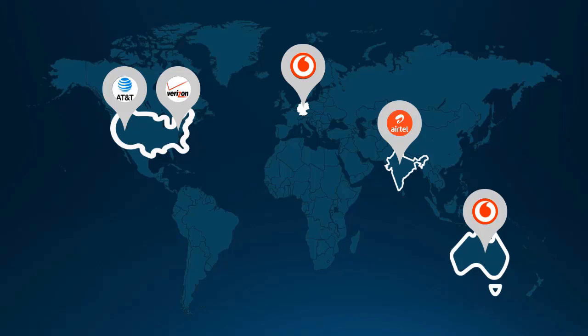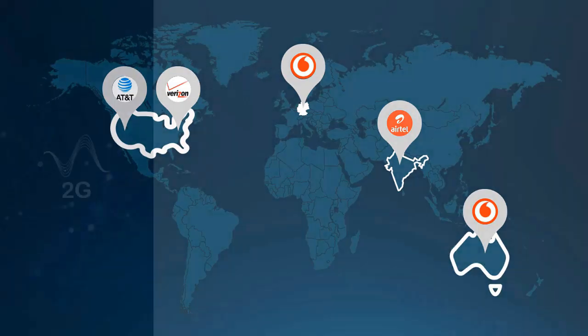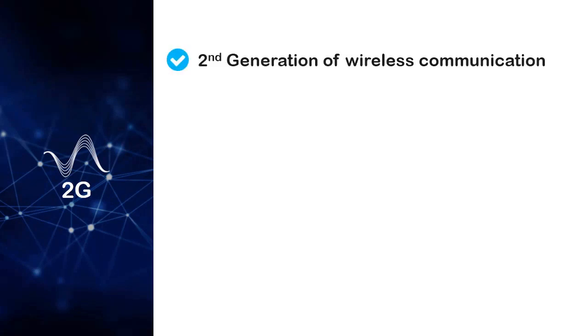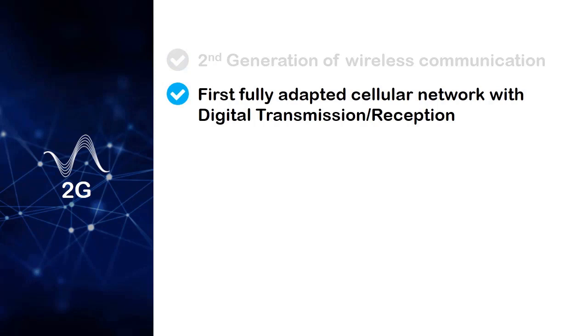We can throw more light on it by summarizing it. Trivially, 2G is the second generation of wireless communication. It is the first fully adapted cellular network with digital transmission and reception. This answers one more question. Why did we cover cellular approach in 2G and not in 1G? Was there no cells prior to 2G? Well, in some cases they were, but they were never fully adapted. 2G was the technology which widespread the adoption of digital transmission reception and cellular networks.